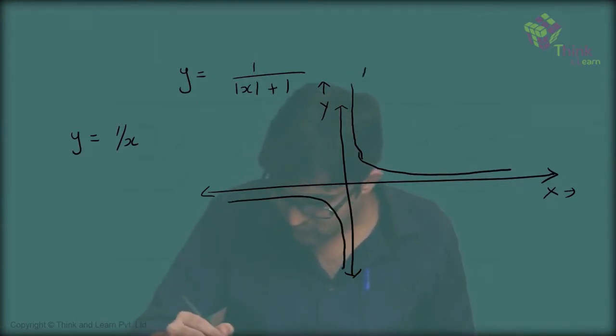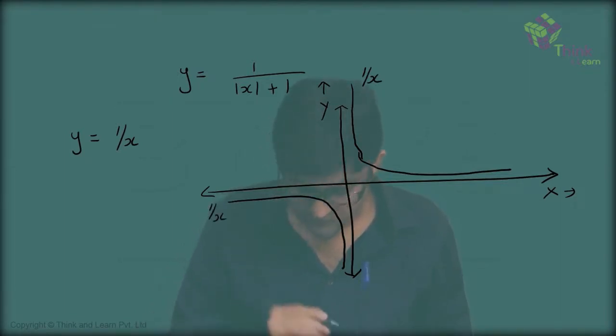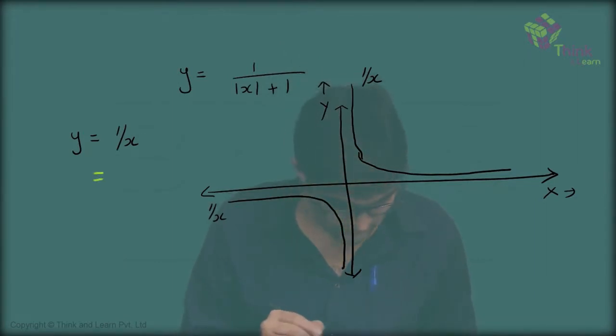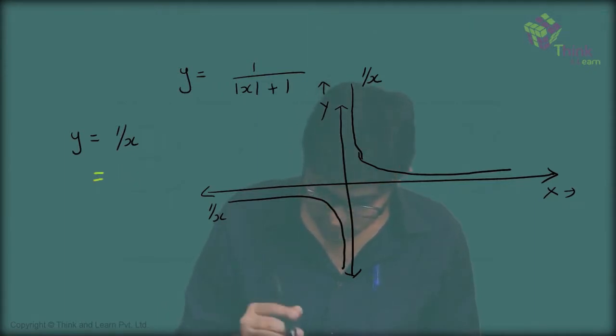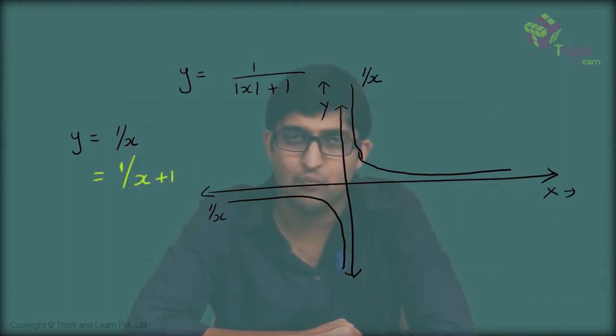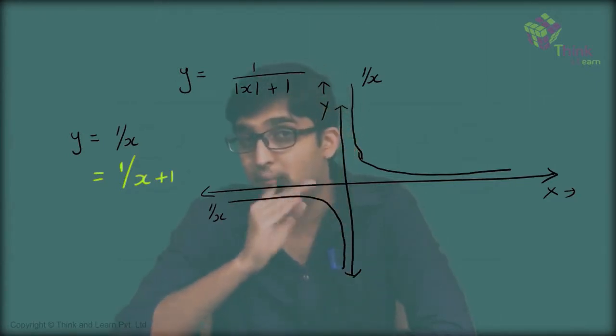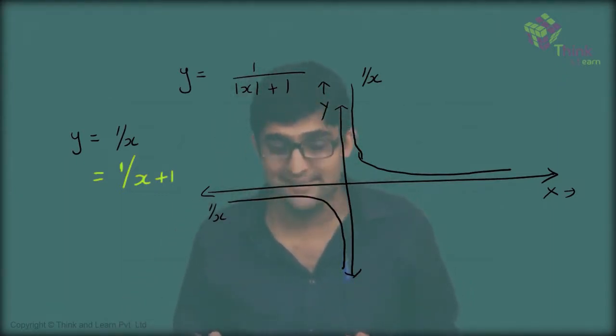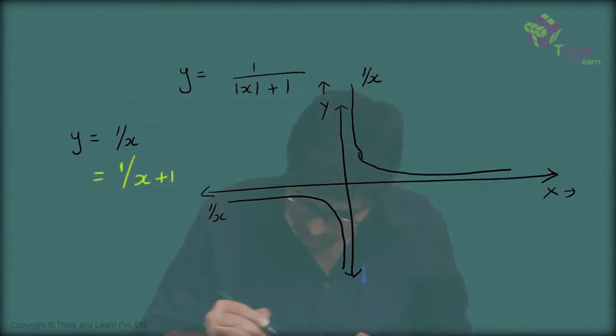This is your 1 by x. Now what you're exactly looking at is not 1 by x. What you're looking at is 1 by modulus of x plus 1. So let's do the first transformation, that is making 1 by x into 1 by x plus 1. So what will happen here? What transformation are you doing? You're adding 1 to x. In other words, you're translating x. When you add plus 1 and translate x, what happens? Yeah, the curve moves 1 unit to the negative x-axis. Absolutely right.